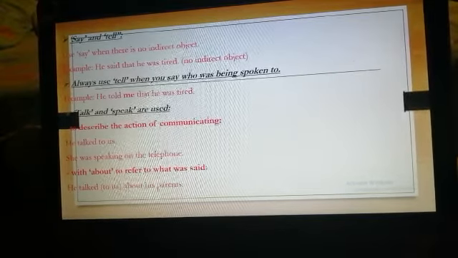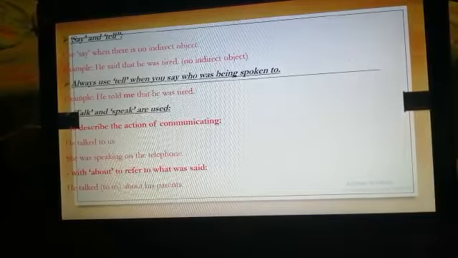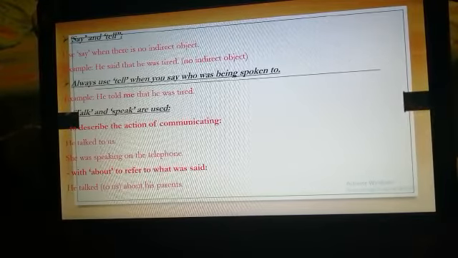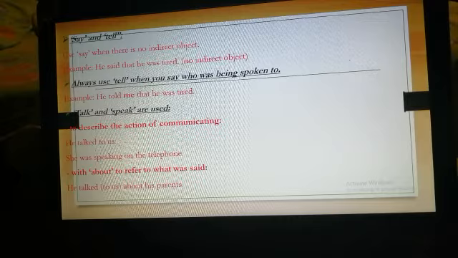Now, when do we use say and tell? Use say when there is no indirect object in the sentence. For example, he said that he was tired. In this sentence, we have no indirect object. That's why we use the word say. Of course, in the past tense, said.